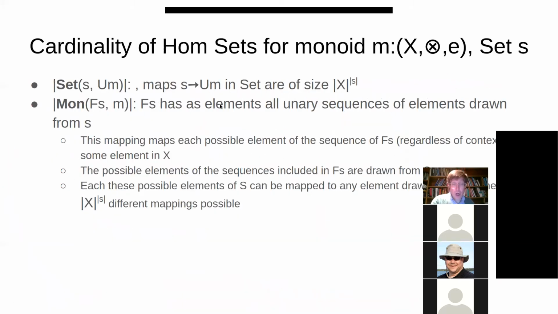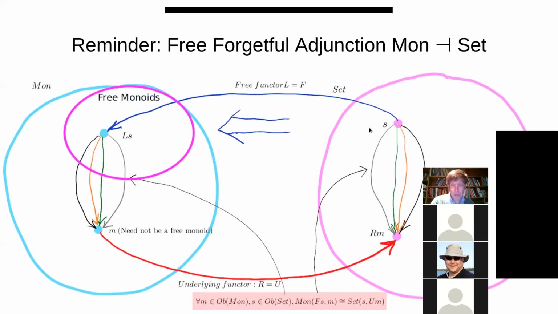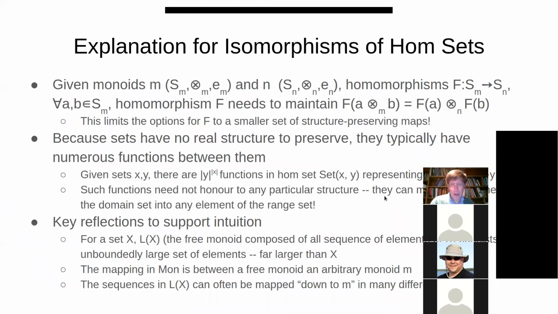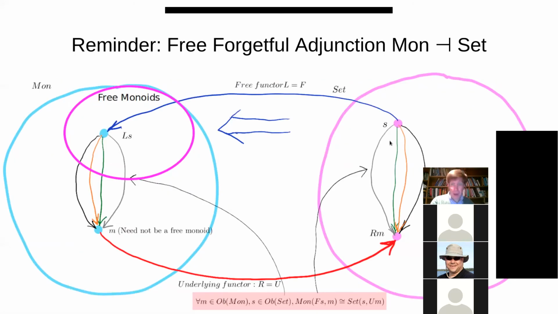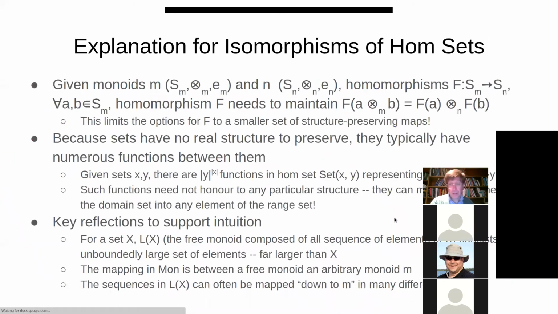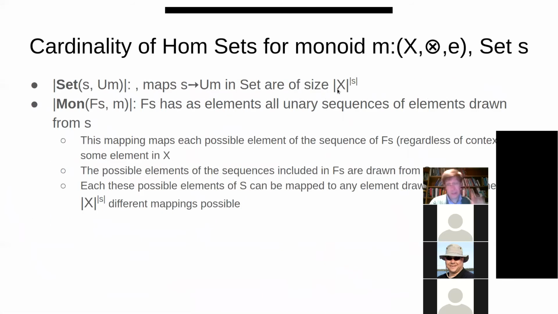So this is of size this. By the same argument I just gave, for each element of S, you have to pick an element of UM, right? And UM or RM is X. So we know that. We know all about functions between sets. We know there are that many because there's no structure to capture. Okay, now let's consider Mon.